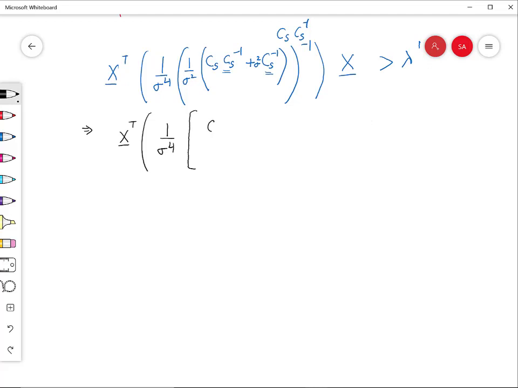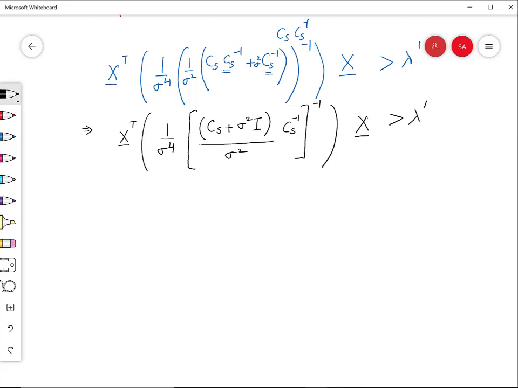So C_s inverse I am taking outside, so what I am left with is C_s plus sigma square I, over sigma square times C_s inverse, whole inverse x is greater than lambda prime.